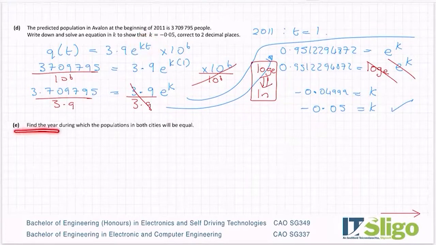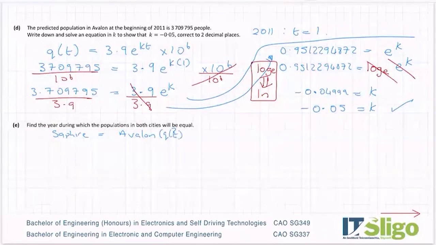Part E, find the year during which the populations in both cities were equal. So basically they're asking, when is Sapphire equal to Avalon? When is the population in both equal? This one was Q of T, and this one was P of T. So when is P of T equal to Q of T? Let me just tidy that up.